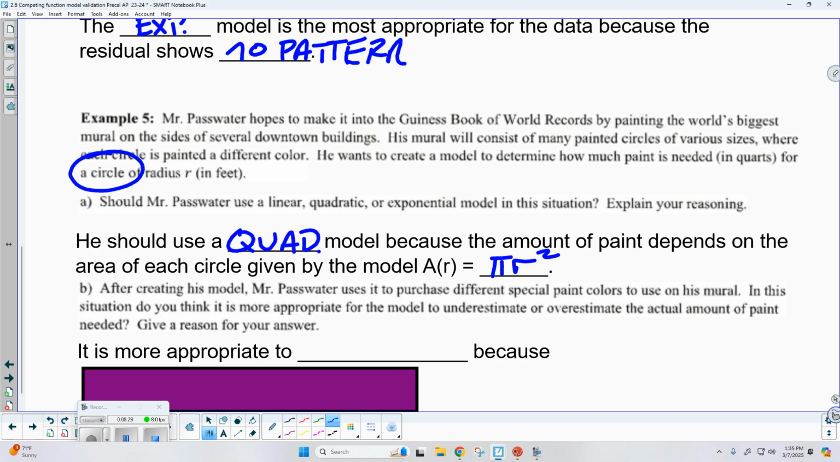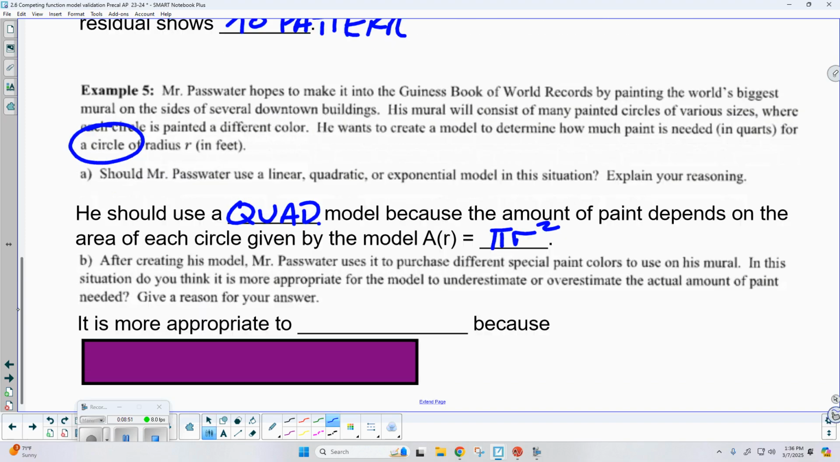Now, after creating his model, Mr. Passwater uses it to purchase different special paint colors to use on his mural. In this situation, do you think it's more appropriate for the model to under or overestimate the actual amount of paint needed? I would overestimate, but why? Basically, yeah, that's good to have extra. That's the mindset I would go into. Overestimation. I've always been of the opinion that it's better to have it and not need it than need it and not have it. All right, you're absolutely right.